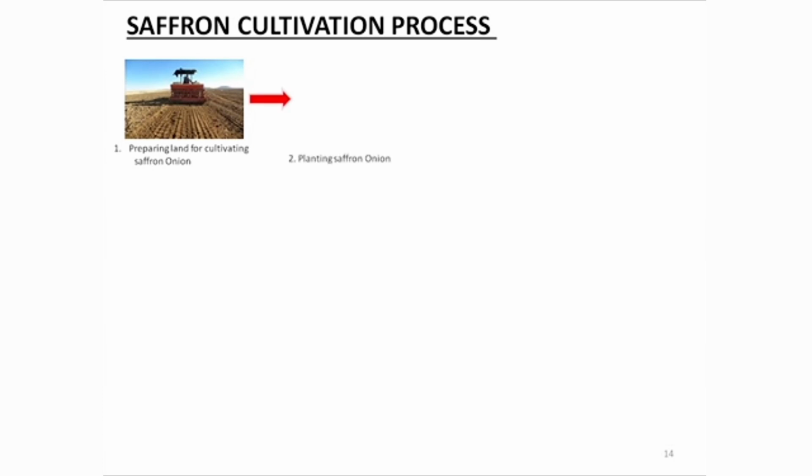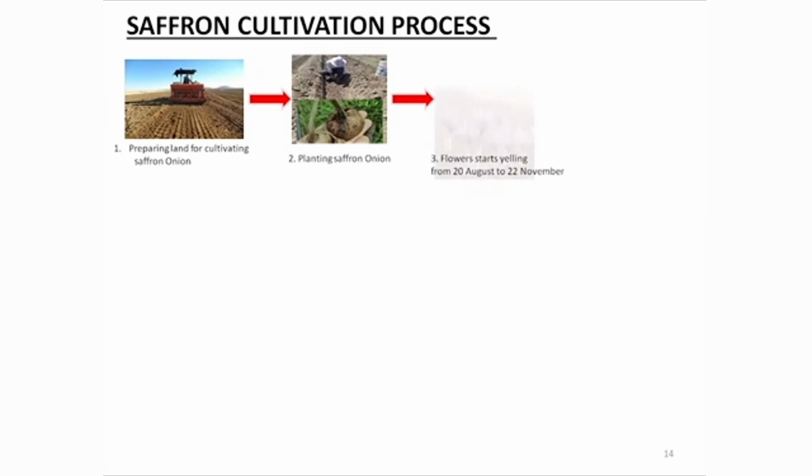We see the detailed cultivation process one by one. Firstly, how saffron is cultivated industrially. We prepare land for cultivating saffron, and the second step is planting the saffron bulbs, which we call saffron corms. In the third step, we see the flowers start blooming around the month of August to November.